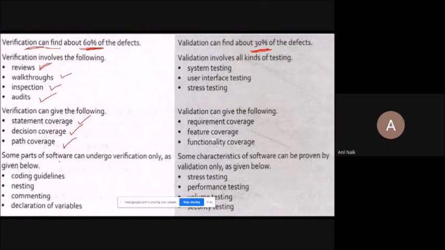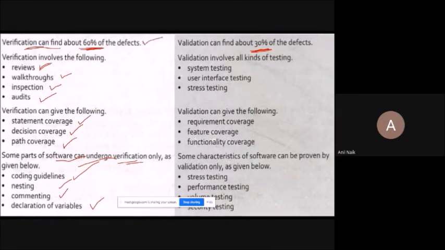Some parts of the software that can undergo verification are coding guidelines, nesting, commenting, and declaration of variables. So you have to verify all the declarations of variables, commenting, coding guidelines, and nesting. It is just a review process. Verification means you have to check whether the right process is followed or not.